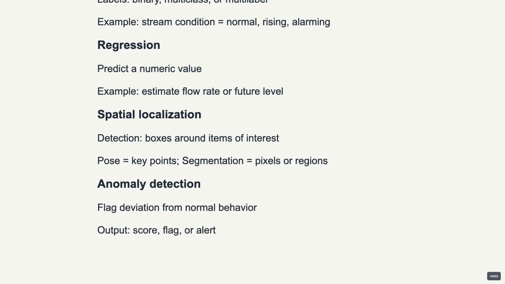The output is often a score or alert rather than a fixed class label. That matters because the system is not naming a known category. It is warning that the current pattern does not belong.